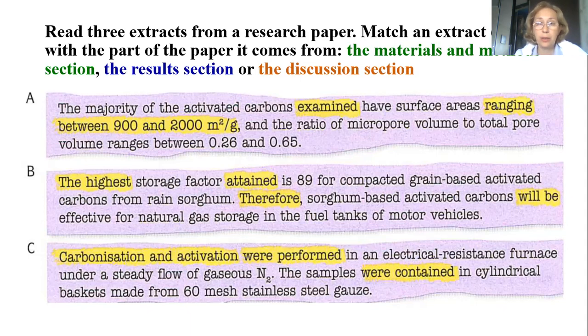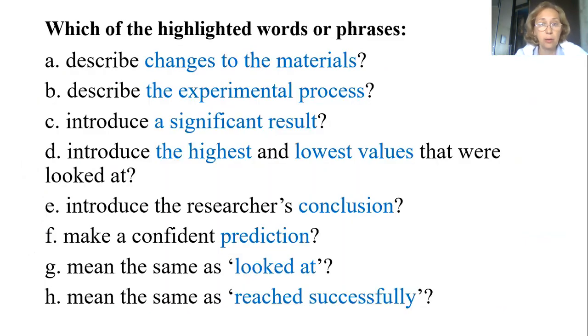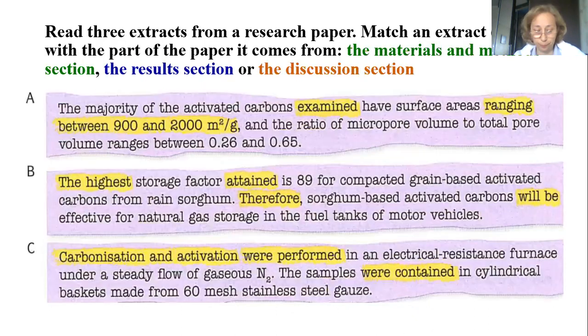So now pay attention to the words which are highlighted here. Examined, ranging between, the highest attained, therefore, will be, carbonization and activation were performed, or were contained. And the question is, which of the highlighted words or phrases describe changes to the materials? Which of them?